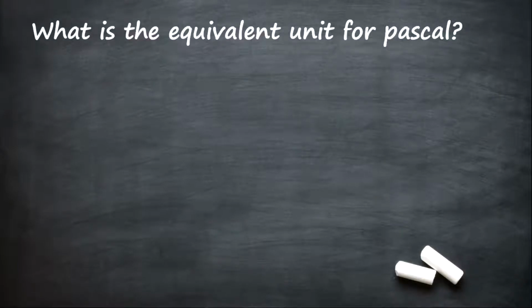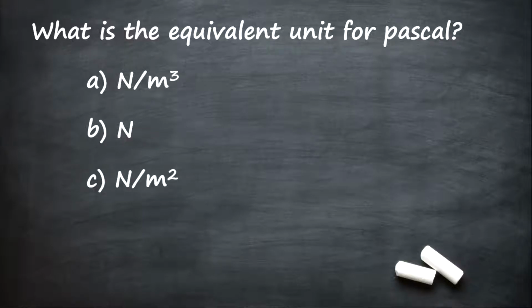Now for our next question. What is the equivalent unit for Pascal? Is it A, Newton per meters cube, or is it B, Newton? Or C, Newton per meter squared, or D, Joule per meter squared? And if you got Newton per meter squared, then you are totally correct.